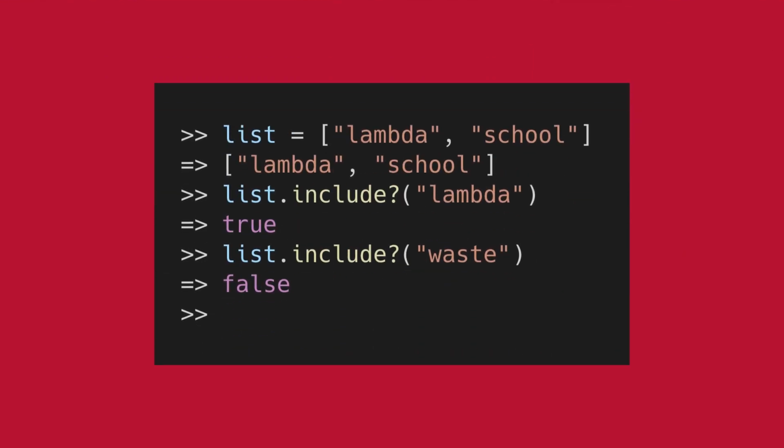Both strings and arrays have that method available. The method does exactly what you would think it would. In this case, we have an array that is assigned to a variable called list, and we want to test if that list includes the string value lambda. In this case, it does, so it returns true. Now what if we want to test if the list includes the string value waste? We test it, and it returns false because the list does not include that.